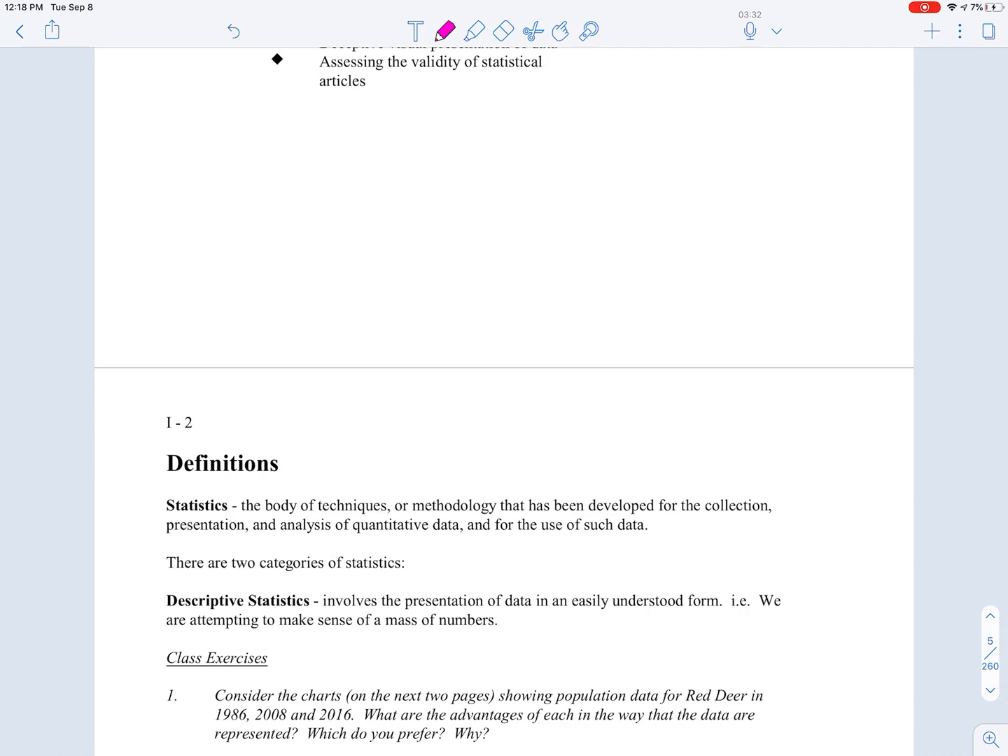Descriptive stats involves the presentation of data in easily understood forms. So if I was to give you a mass of numbers, let's say it's 10,000 numbers on an Excel spreadsheet, which is the lifespan of some light bulb.